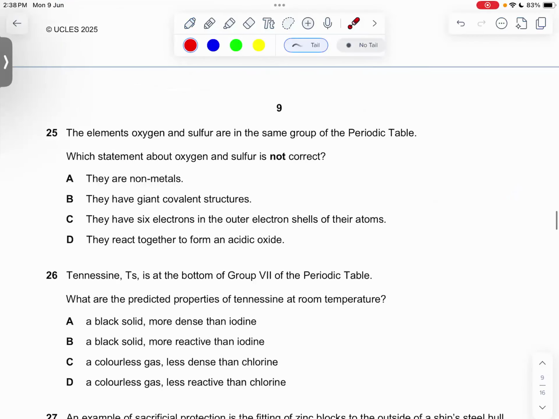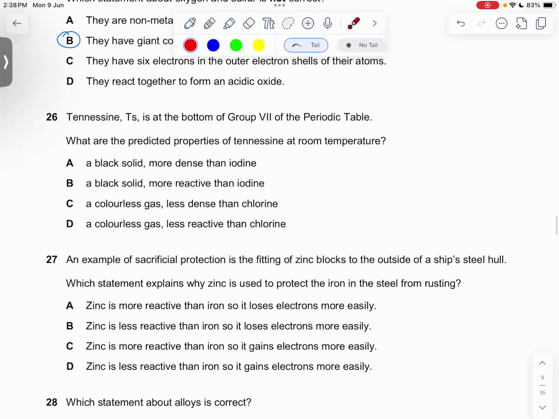Question number 25 then. The elements oxygen and sulfur are in the same group of the periodic table. Which statement about oxygen and sulfur is not correct? They are non-metals. That is the correct statement. They have giant covalent structures. No, that is absolutely wrong. Okay. Next, question number 26.